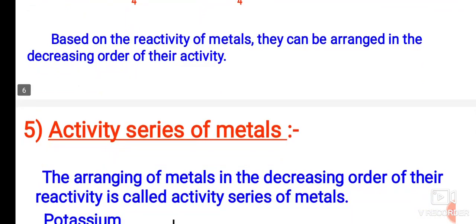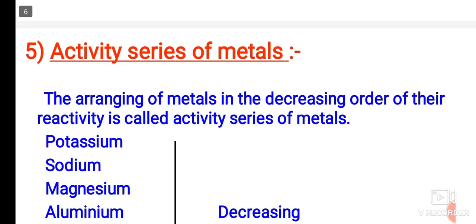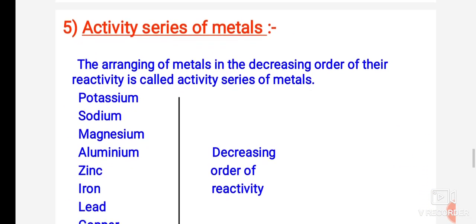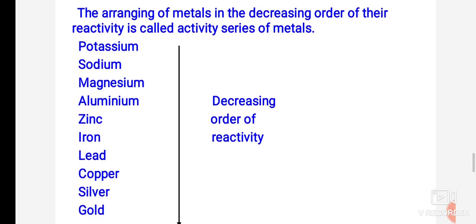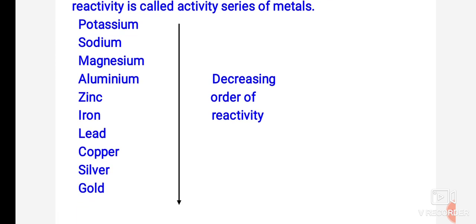Here in another slide we have an activity series of metals. This is the decreasing order of reactivity. You can see the arrow is going down. That means potassium is more reactive than sodium, which is more reactive than magnesium, which is more reactive than aluminium. At the bottom you can see silver and gold.